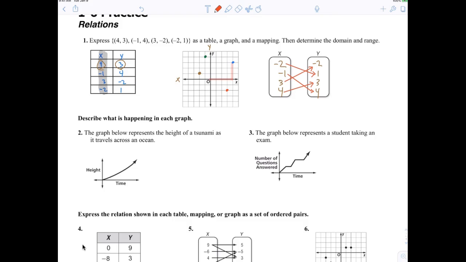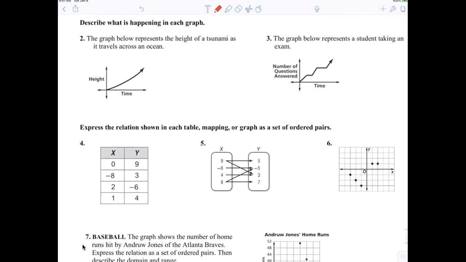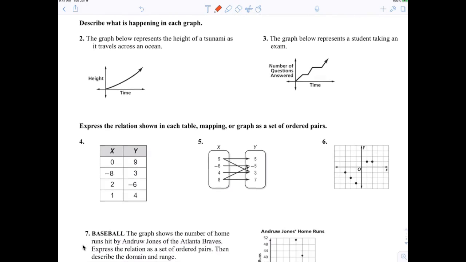All right. Now, in questions 2 and 3, this will probably be a multiple choice question if I'm going to put that on the test. It says the graph below represents the height of a tsunami as it travels across the ocean. Everybody know what a tsunami is, right? In a tsunami, when there's an earthquake, the wave starts out small, and then it gets what? As it travels, or as time goes. That's all they're wanting you to see there. The height of the tsunami gets larger as time goes on.